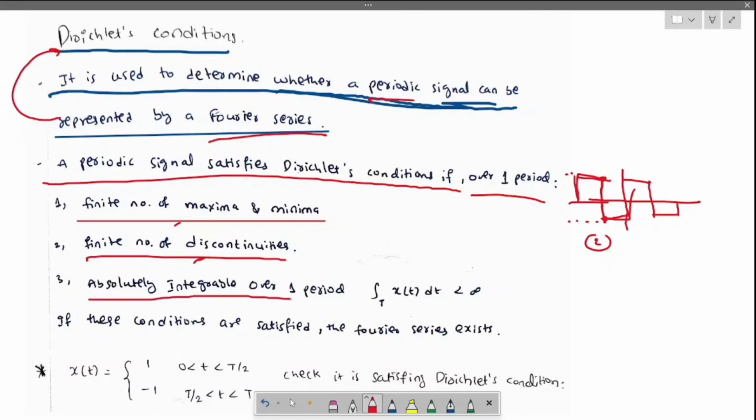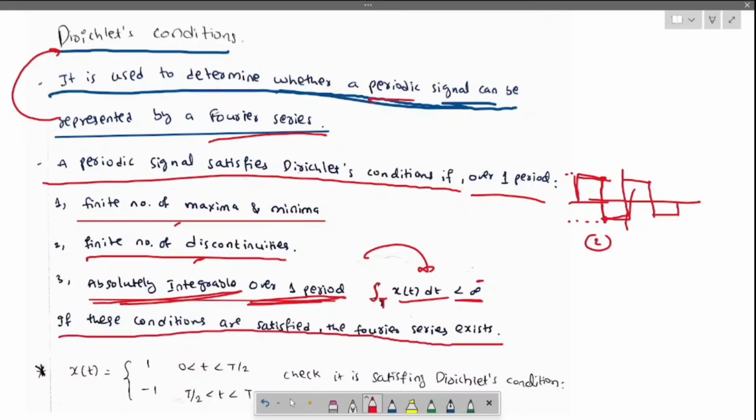Absolutely integrable over one period. So in one period of time, it should be absolutely integrable. The integral over one period of |x(t)| dt should be less than infinity. This is known as absolutely integrable over one period in mathematical representation. If these conditions are satisfied, the Fourier series exists.